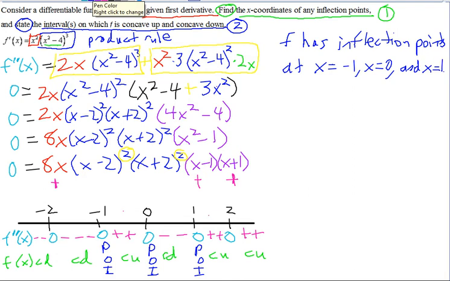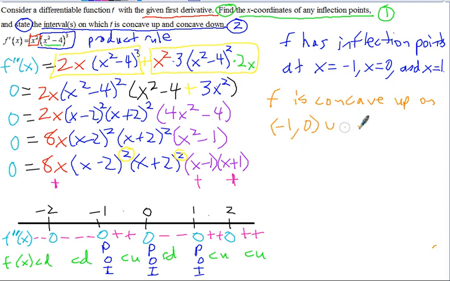And we can write down the intervals in which f is concave up and concave down. f is concave up on -1 to 0, union 1 to infinity. You could stop at 2, but since it's 0, you can go all the way to infinity.